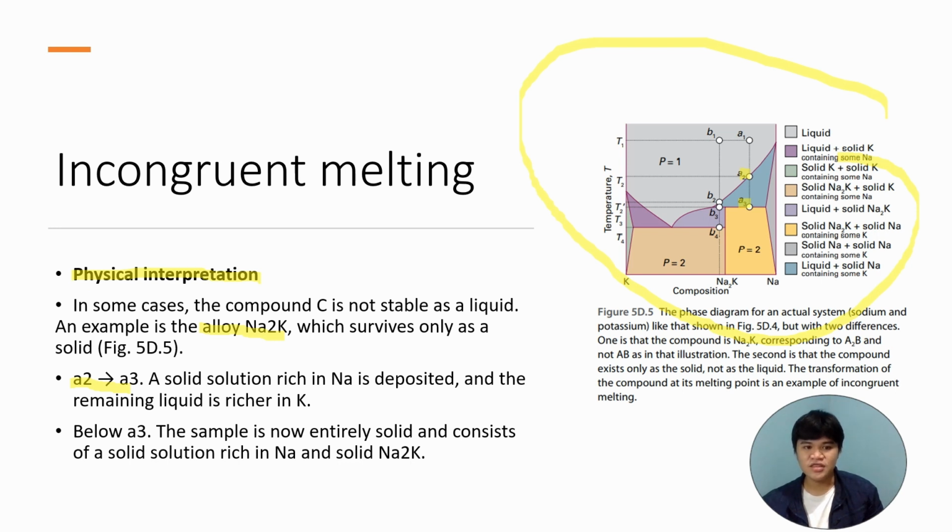On the other hand, below A3, it is labeled that it has a solid Na2K and a solid Na containing some K. It means that the sample now is entirely solid and consists of a solid solution rich in Na and solid Na2K.